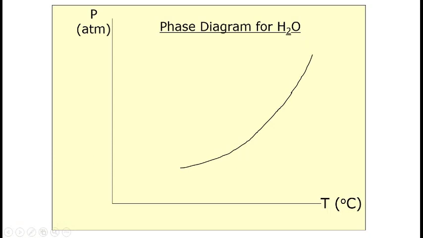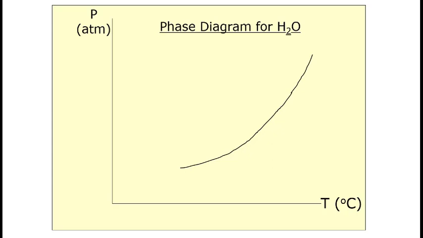Let's construct a phase diagram for water. Our diagram will have pressure in atmospheres on the y-axis and temperature in degrees C on the x-axis. Note that this diagram will not be to scale.